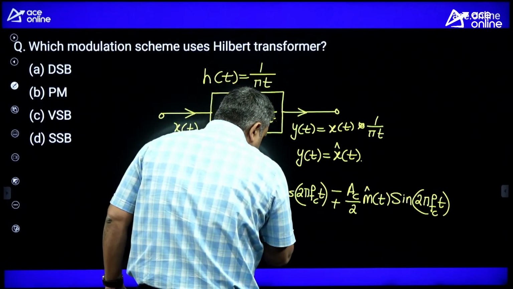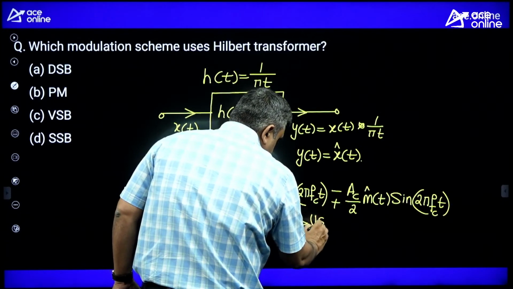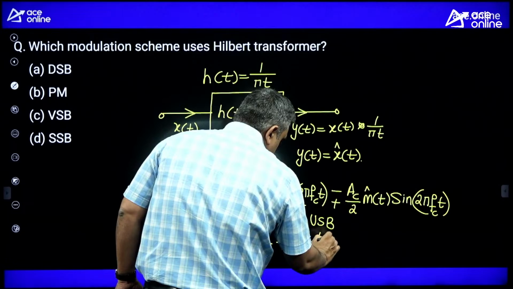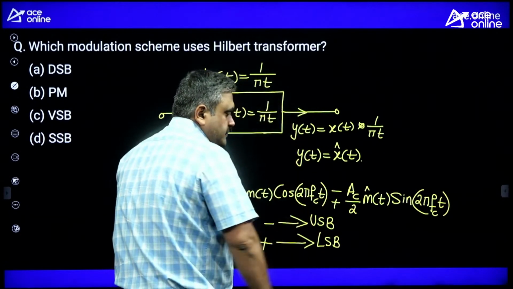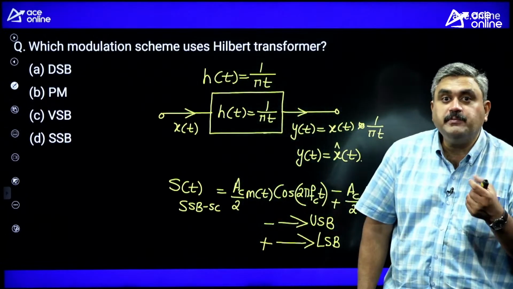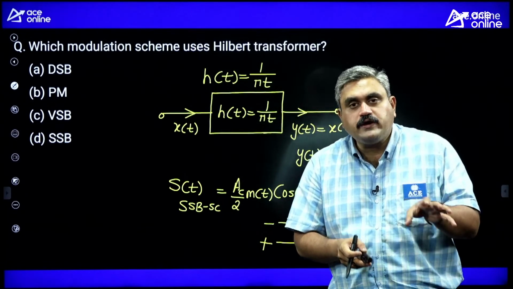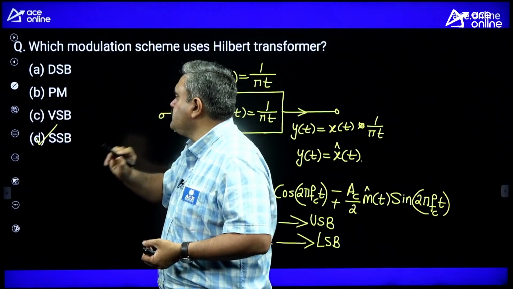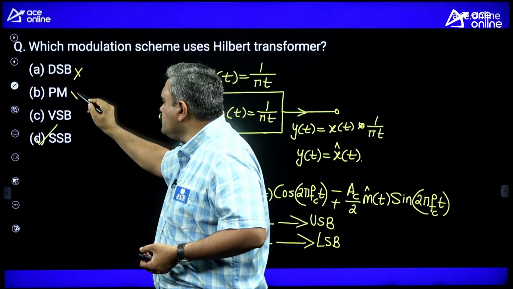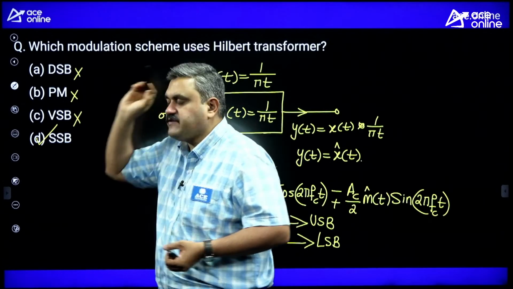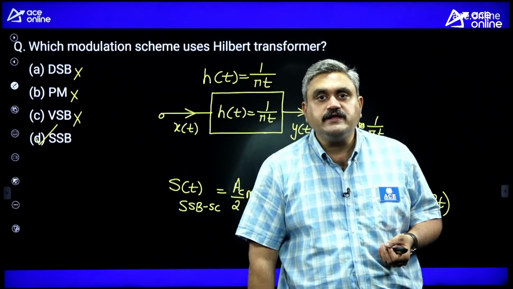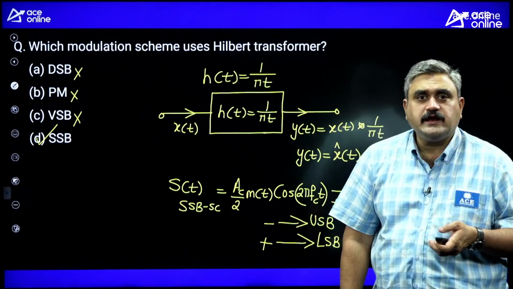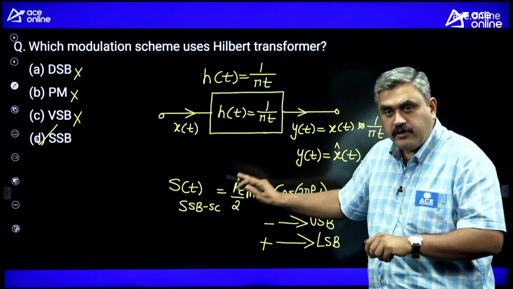If you have minus here, it means you are transmitting the upper sideband. If you have plus here, it means you are transmitting the lower sideband. Finish. That's all. So which modulation scheme uses this Hilbert transform? He is not even asking what the modulated signal expression is. Which scheme uses this? The only possible answer is SSB. You don't use it in DSB, you don't use it in phase modulation, you don't use it in vestigial sideband modulation. Is it clear? Just by seeing, you can tell your answer. The fundamental point you require is this modulated signal expression.